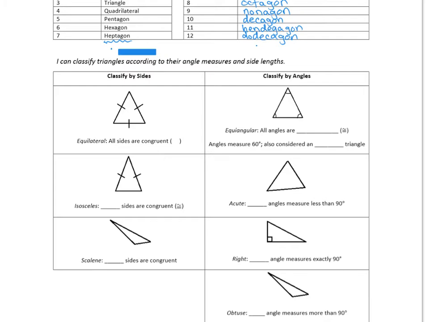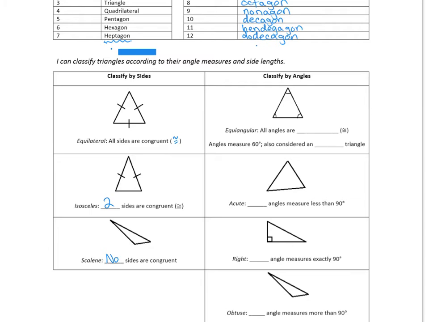triangles according to their sides and according to their angles. Remember, those are 2 different categories. The first, let's look at sides, would be equilateral, where all my sides are congruent. Then isosceles, where we have 2 sides congruent. And then scalene, no sides are congruent.